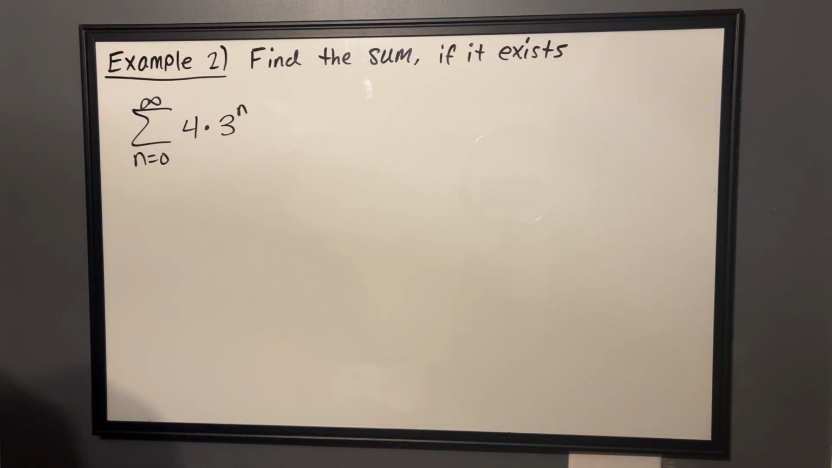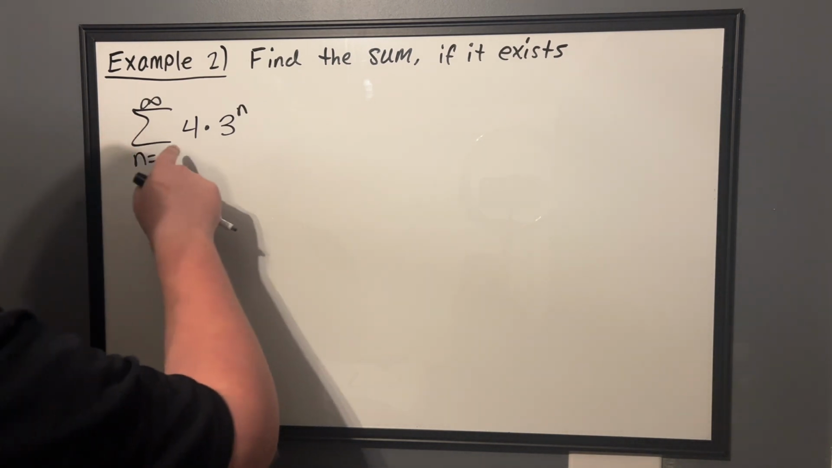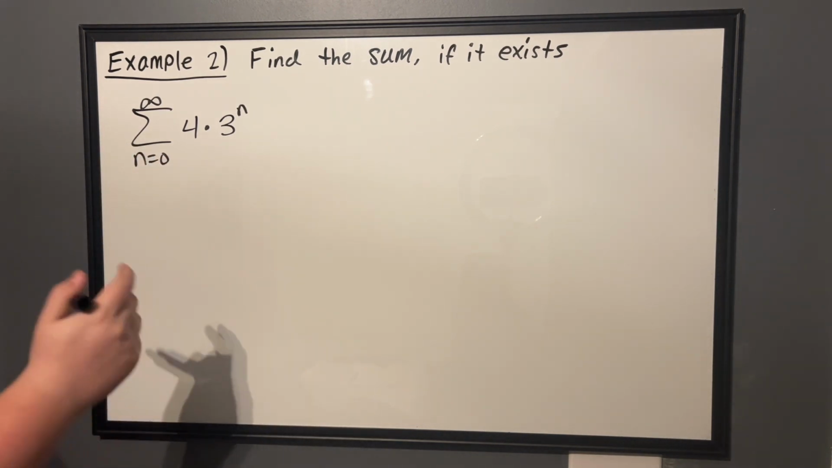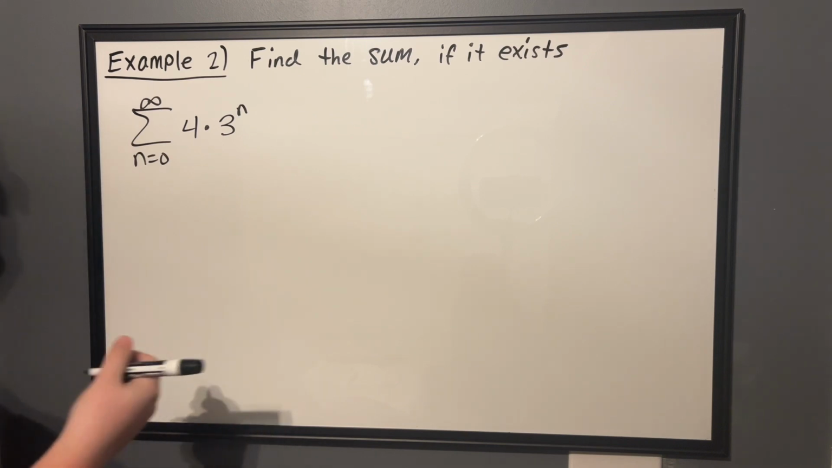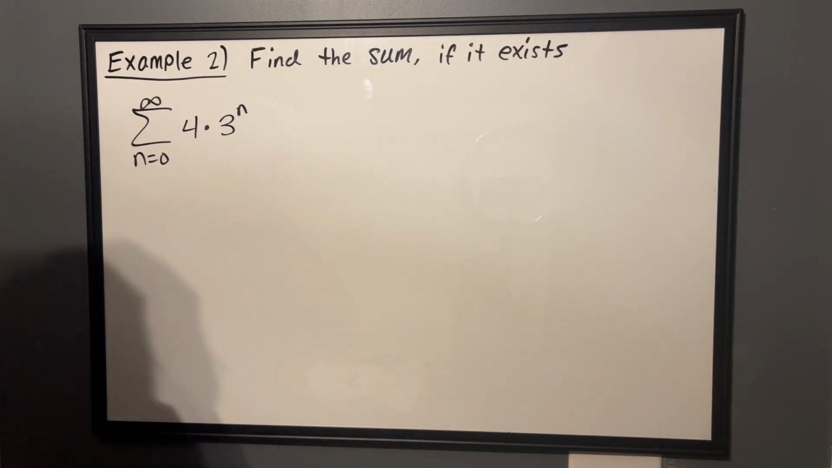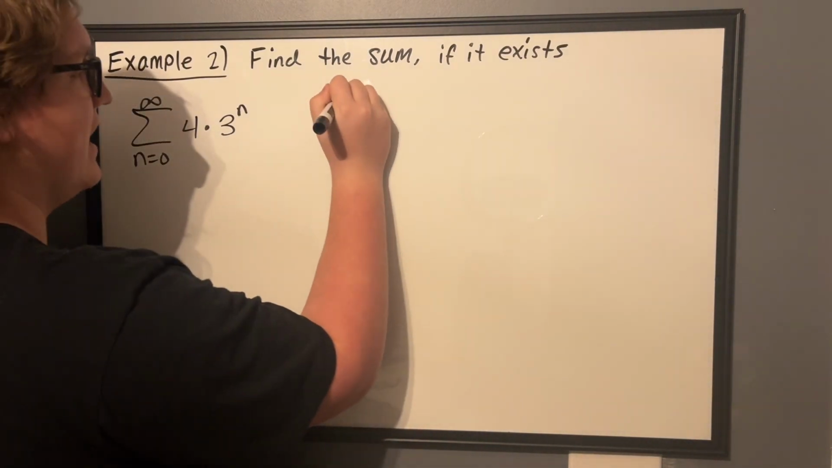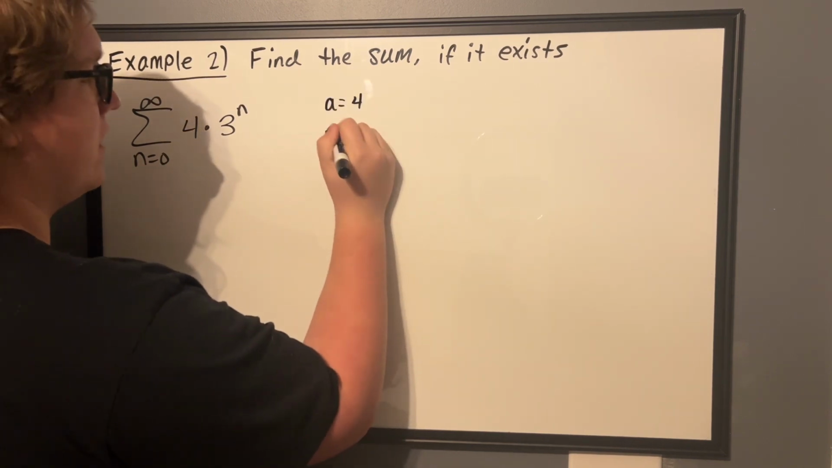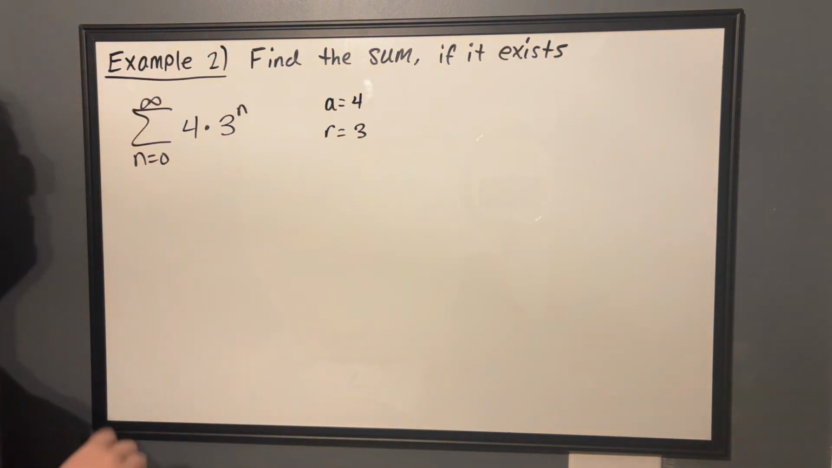So in this case, we have the infinite series from n equals 0 to infinity of 4 times 3 to the n. Now remember that general form is a times r to the n. That's what goes inside the series. So in this case, we can say that a is equal to 4, r is equal to 3.